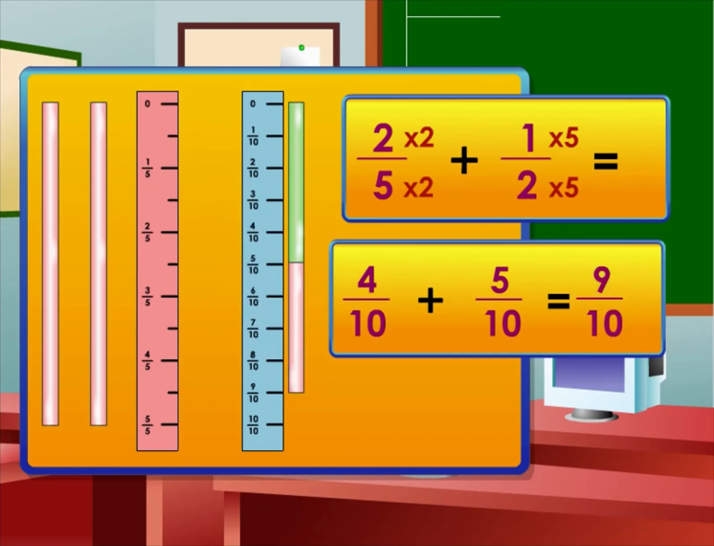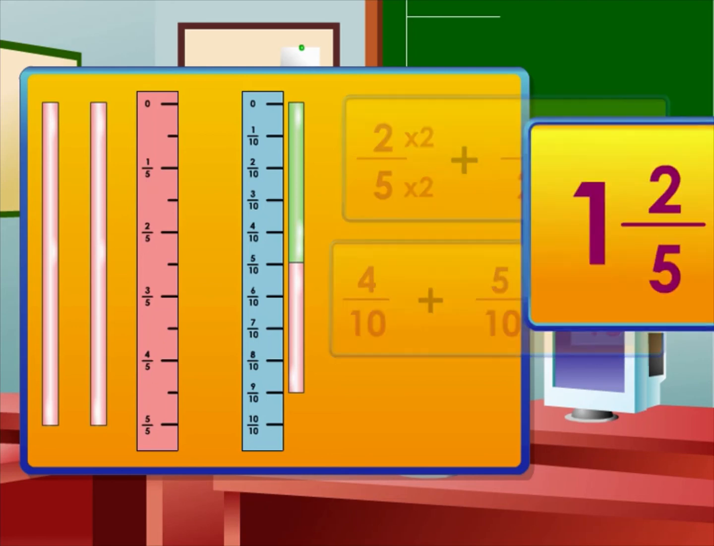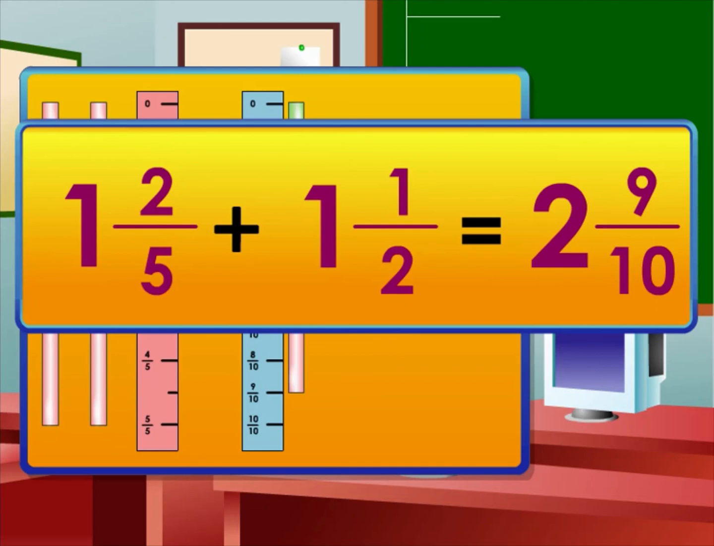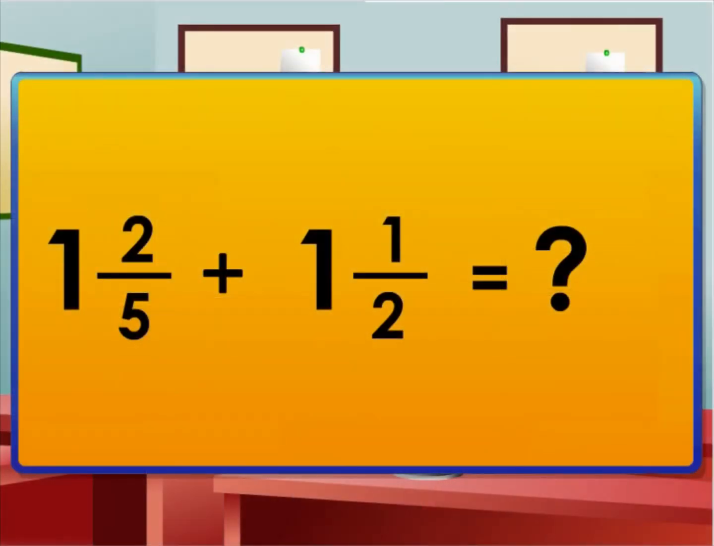Yes, you're right, Aisha. So, the number sentence for the problem would be like this. 1 and 2/5 plus 1 and a half is 2 and 9 over 10. Now let us use the normal calculation of addition to get the answer for 1 and 2/5 plus 1 and a half. The number sentence for this problem is like this. 1 and 2/5 plus 1 and a half equals.